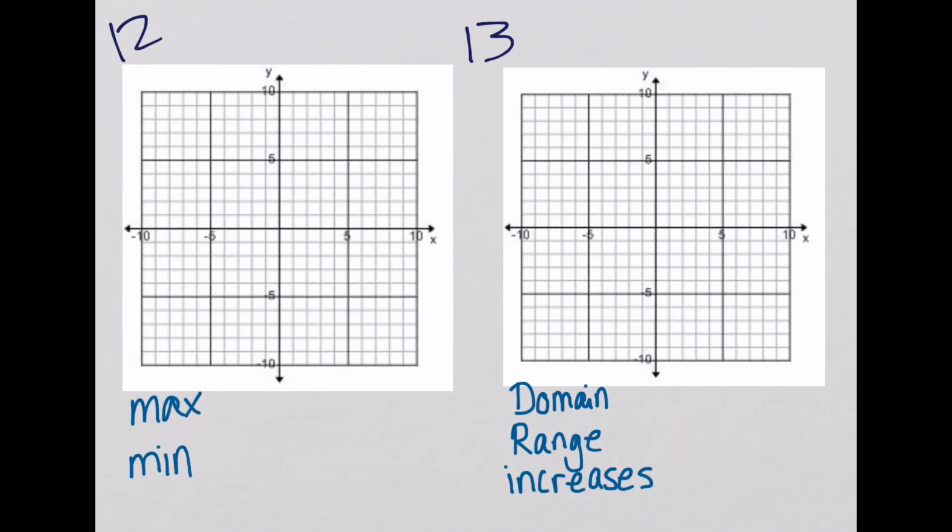Okay, number 12 and 13, you should be able to graph these. Y equals -2x plus 4. Can you graph that? I sure hope so. You go to the 4. You go down 2, you go over 1, down 2, over 1, down 2, over 1.